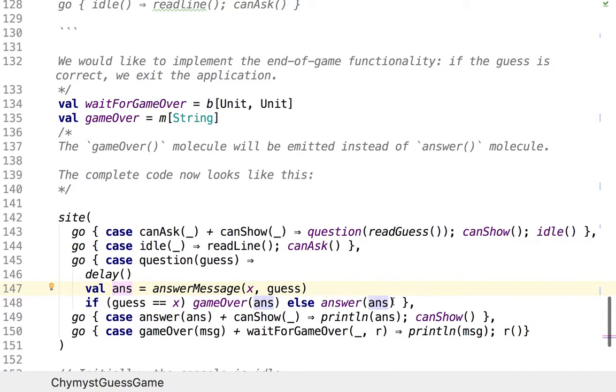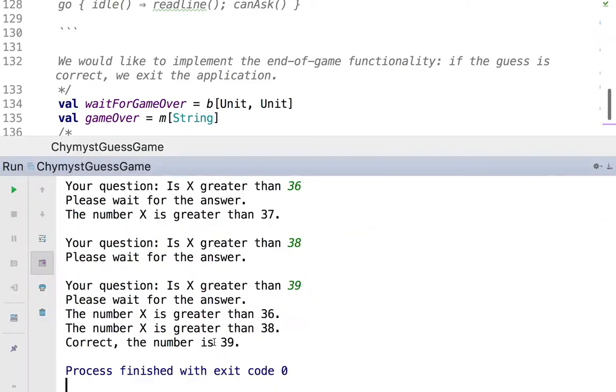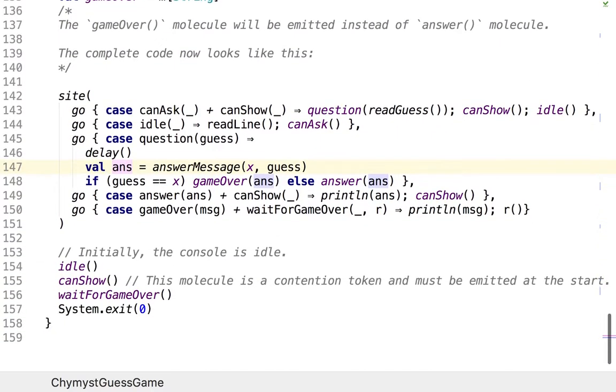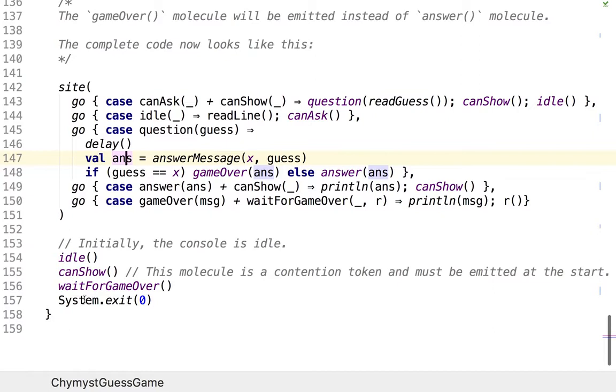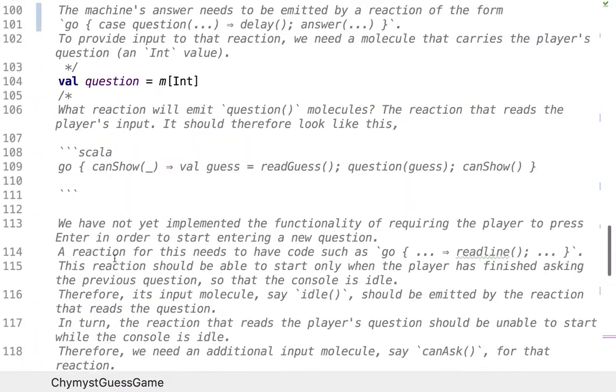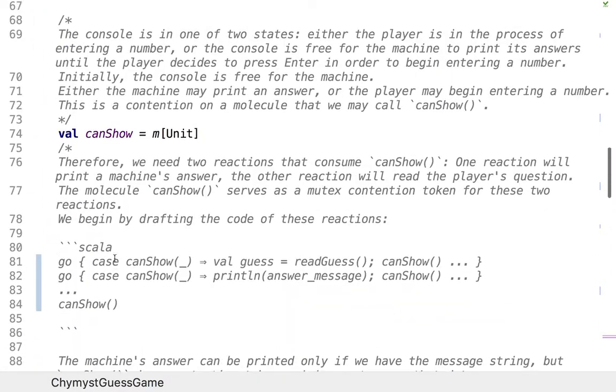It emits the answer molecule with the answer message. And the game over molecule reacts with the wait for game over and prints the final message, which is going to be correct. The number is such and such. So that's the entire code. And initially, we need to make sure that we prepare the initial state correctly. The console is initially idle. The user needs to press enter in order to start entering a question. And that's the initial message that we printed back at the beginning.